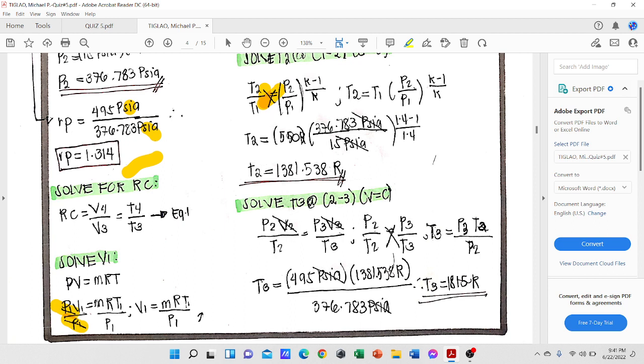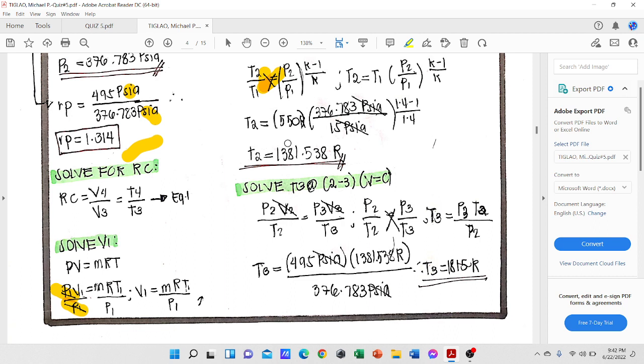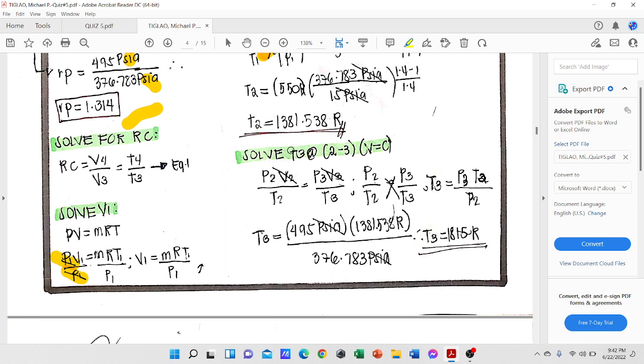Yung temperature 1 natin na 550, yung P2 natin na 376.783, yung P1 natin na 15, then raised to 1.4 minus 1 all over 1.4. So, yung temperature 2 natin is equals to 1,381.538 Rankine. So, nakuha natin yung temperature 2.